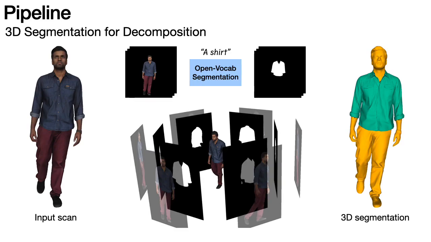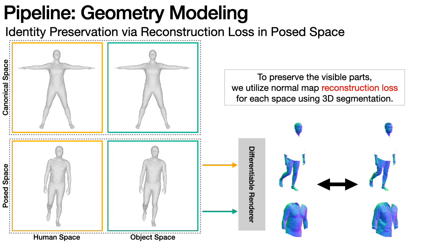In order to model target object and human exclusively in its space, we utilize the 3D surface segmentation. We first render the input scan into multiple views and run off-the-shelf 2D segmentation. We then aggregate the 2D segmentation results through per-face voting and obtain 3D surface segmentation of the input mesh. Using the 3D segmentation information, we reconstruct the visible parts of the input scan in the posed space with normal map reconstruction loss.